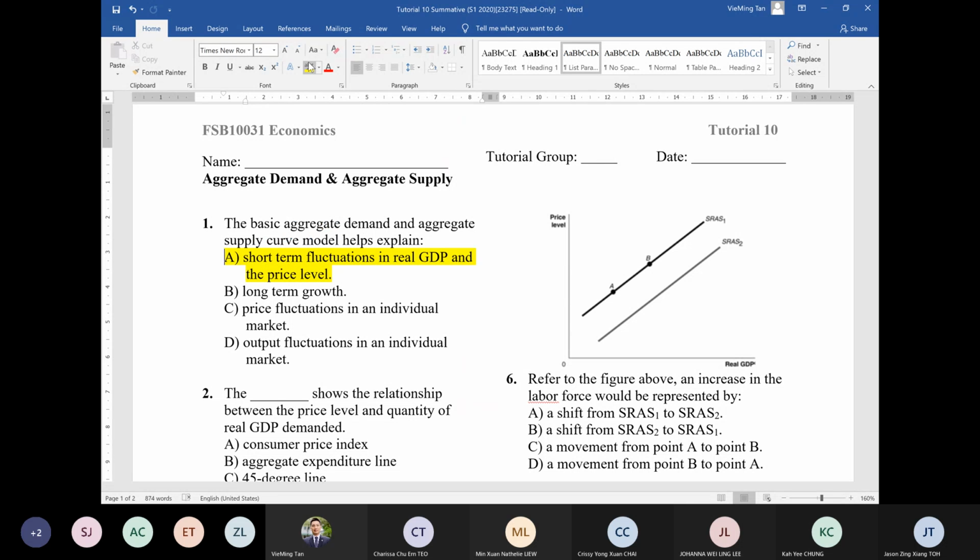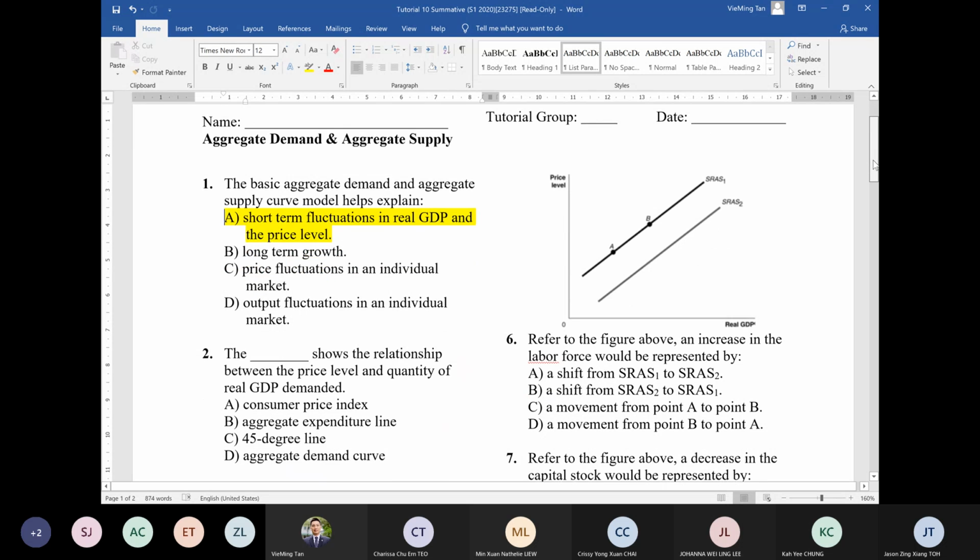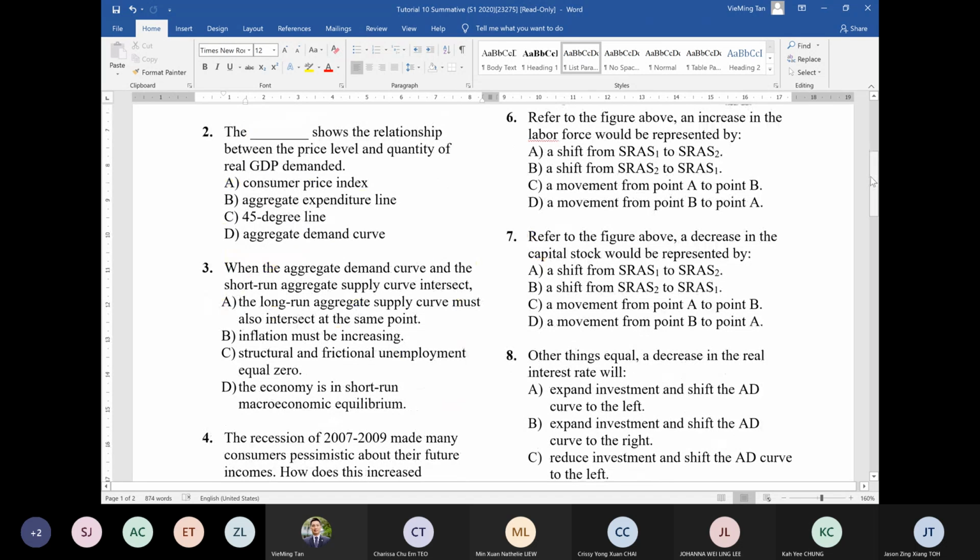Okay. Question number 2, Nelly. Nelly, are you here? No. Okay, then I'll move on to Sophia. The aggregate demand curve shows the relationship between the price level and quantity of real GDP demanded. D. Answer is D. Yep, correct. So this question is quite straightforward, right?